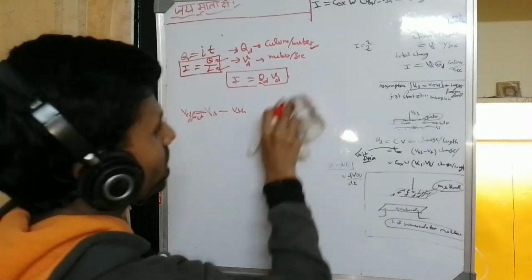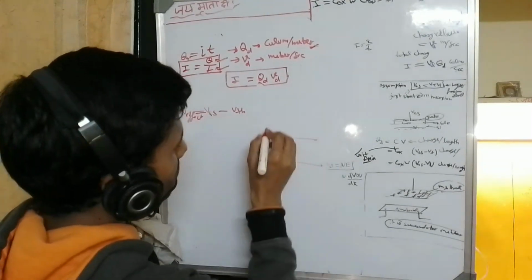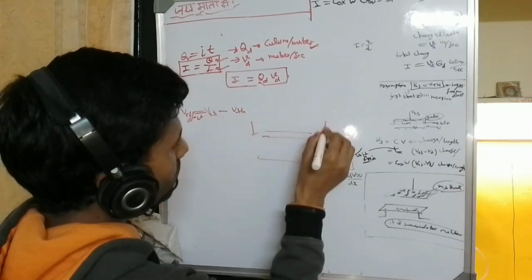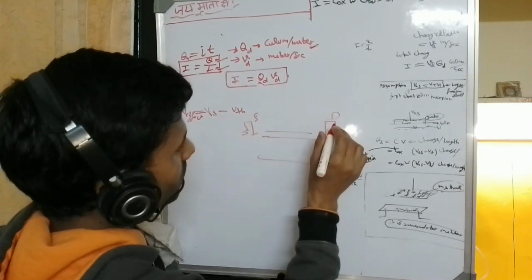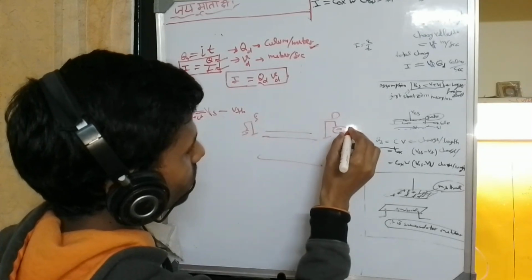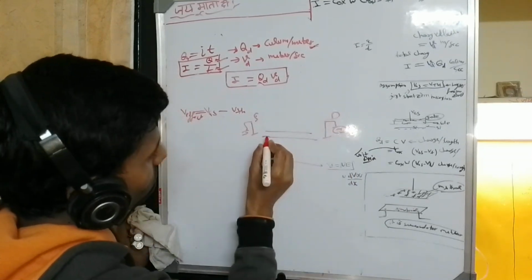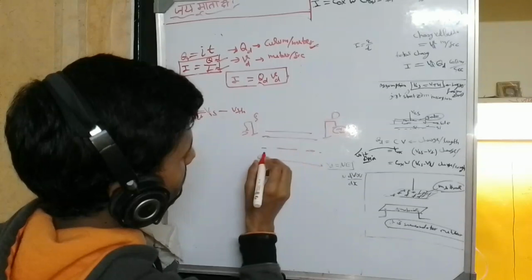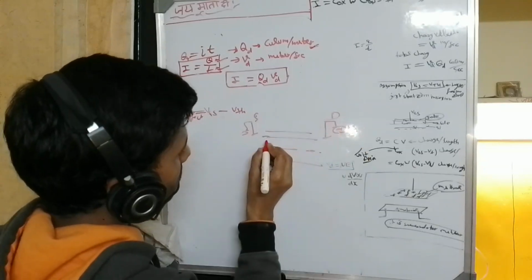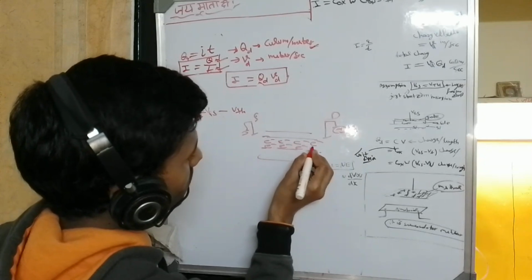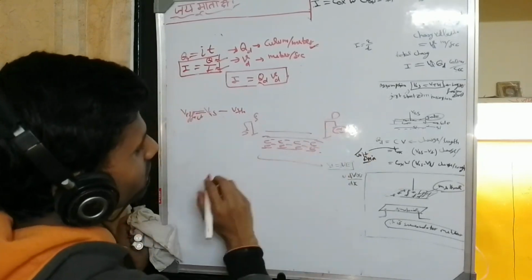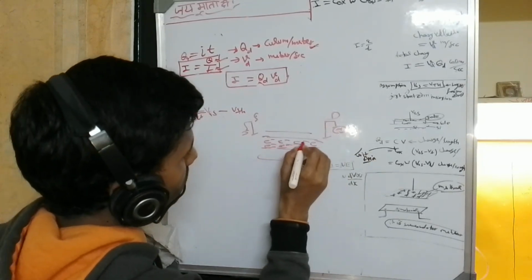Okay, if this is the gate, this is the source and this is the drain, let us suppose the source is grounded. Then at the drain you apply a positive voltage, let us suppose VD. What will happen? When VD was 0, there was some electron here, this is the movable charge. But when you apply VD, it will look like this.